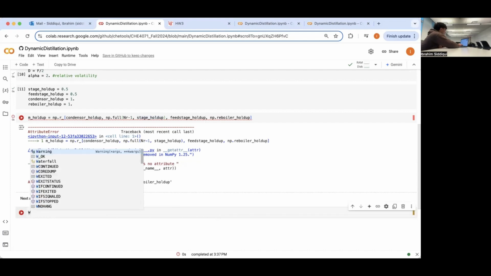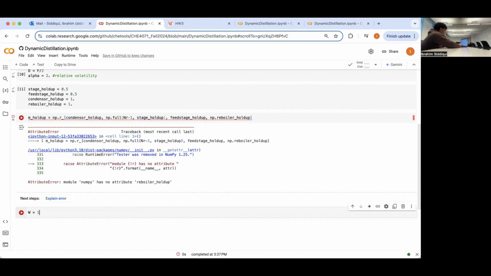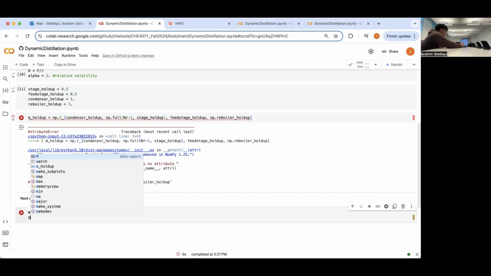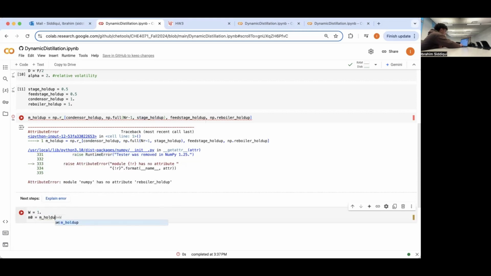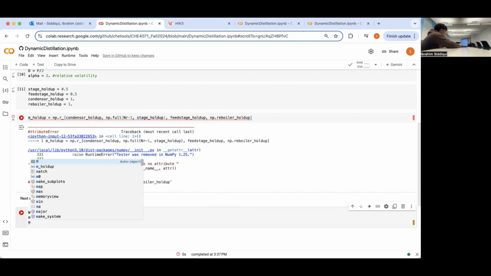So we're going to want to define our where. That's what we were working on before, coming off of that second stage. We're just going to define this as 1, as given in the problem statement. And then we have our M-naught, which is going to be equal to M_holdup multiplied by 1.05. And then we're looking at our M-naught and giving it an array, so just array at 0.